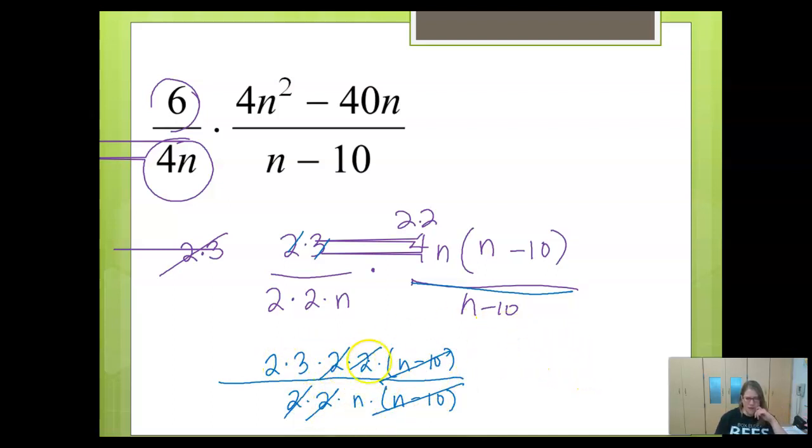So on top we have 2 times 3 left, which is 6, and on the bottom we have an n. So that is the simplified expression.